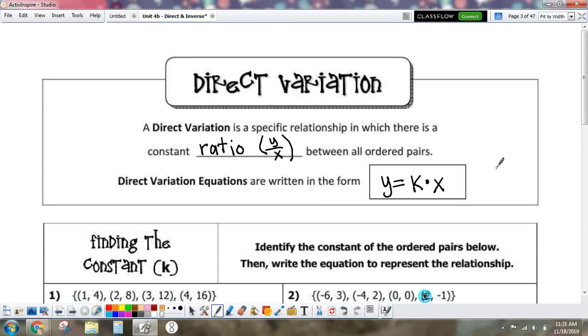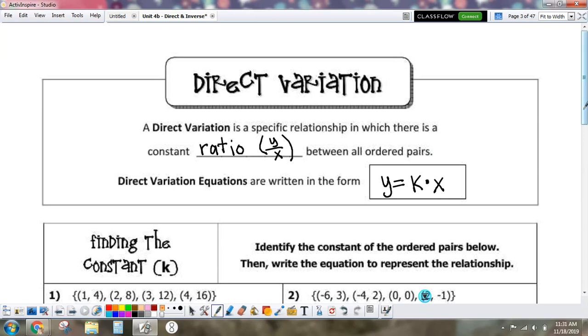I don't know why it's k. That's just what it is. So our ratio of y divided by x is our constant. This is basically the slope equation, just there is no y-intercept for direct variation. It is just your slope times your x value.